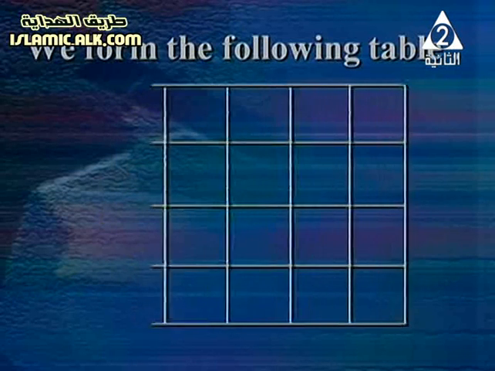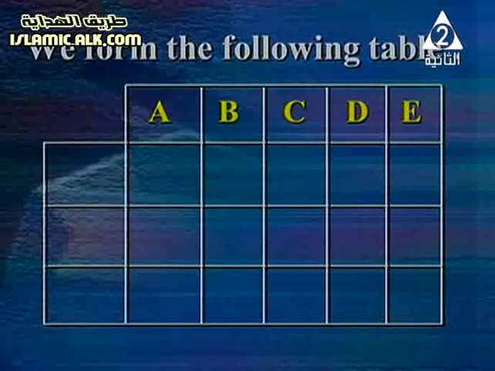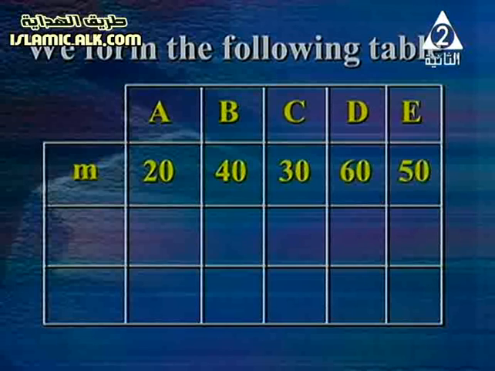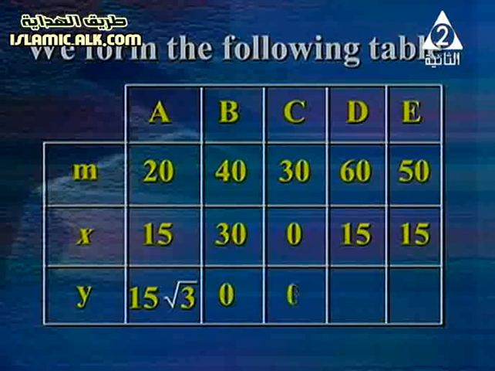After that, we form the following table. We have 5 vertices. What are the 5 vertices? A, B, C, D, E. What is the mass? The mass at point A is 20, at B 40, at point C 30, at point D 60, at point E 50. What is the X? X at point A equals 15, at point B 30, at point C 0, at point D 15, at point E 15. What is the coordinate of Y? 15 root 3 at point A, 0 at point B, 0 at point C, 5 root 3 at D, but 0 at point E.